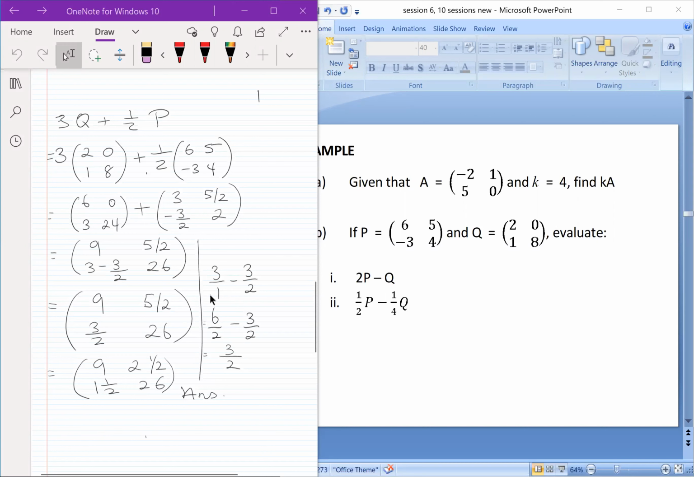So 2 3s are 6, 2 1s are 2, like this, because 3 over 1 is the same thing as 6 over 2. But why I did that is because once these numbers are the same, that is the denominators are the same, then all we have to do is work with the numerators. So it'll be 6 take away 3, which is 3, over whatever this is, 3 over 2.